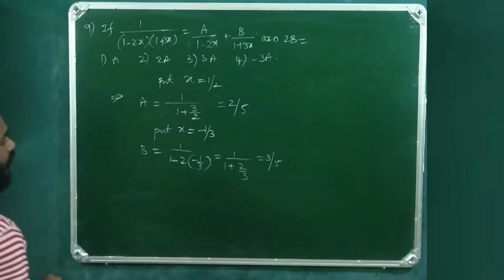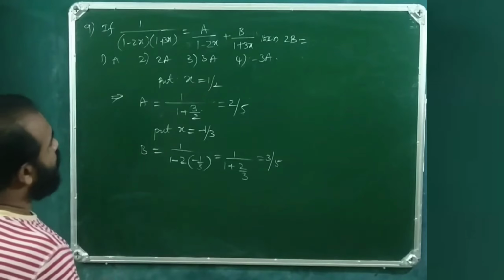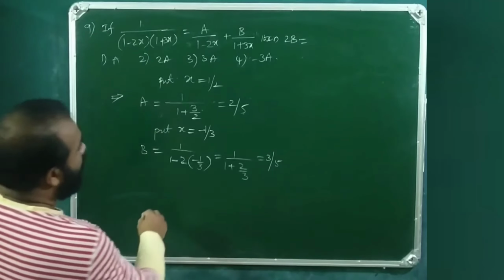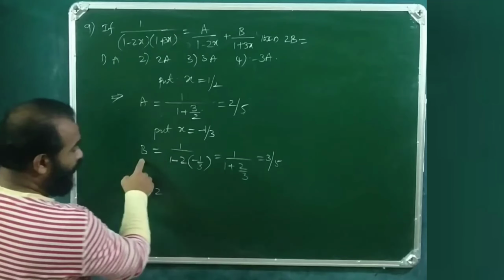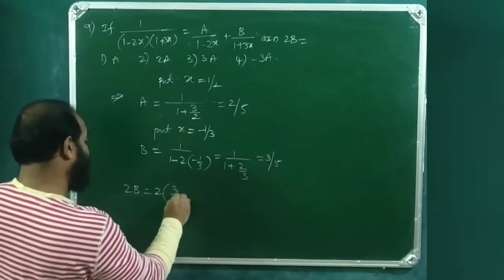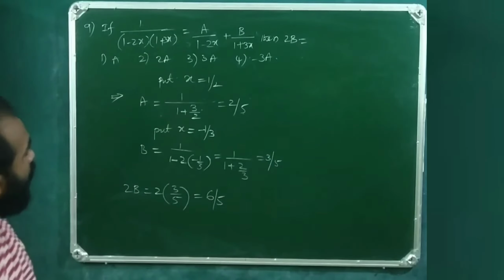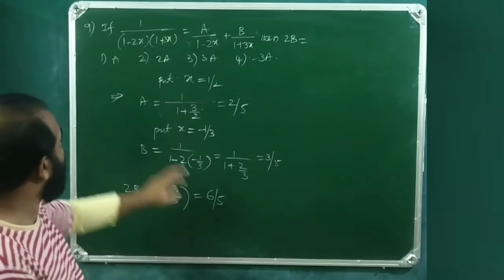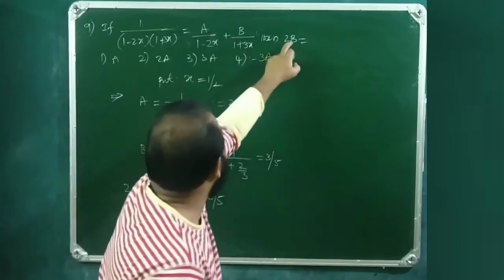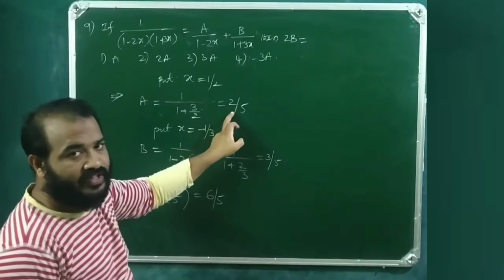Now, so this b is equal to... so 2b is 2 into the b value, which is 3 by 5. This is 6 by 5. Now, so 6 by 5, this 2b is equal to, the a value is 2 by 5. 6 by 5 is not equal to 2 by 5.